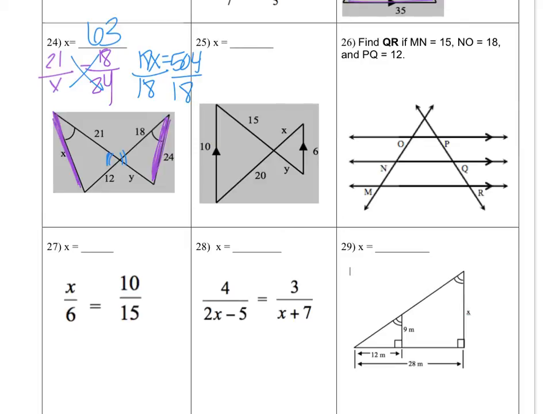Okay, 25. Those little play buttons, remember that means they're parallel lines. So if you have two parallel lines, these are your parallel lines, and this line right here is your transversal. That means you're going to have alternate interior angles that are equal. So those are equal, and then right here I also have vertical angles. Okay, so when I'm setting this proportion up, I'm trying to find x. So I'm going to do the small triangle over the big triangle.